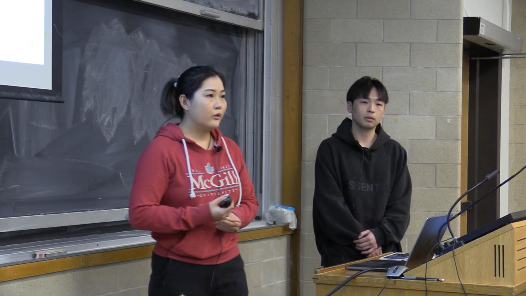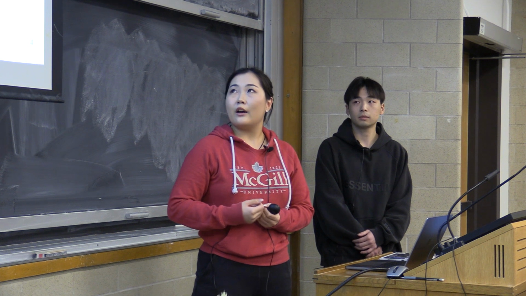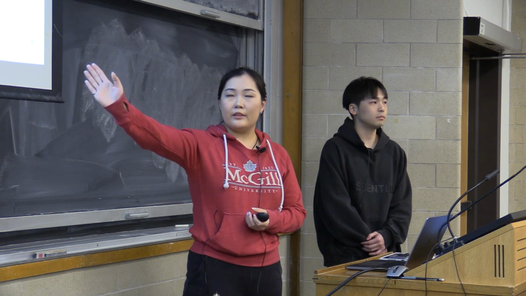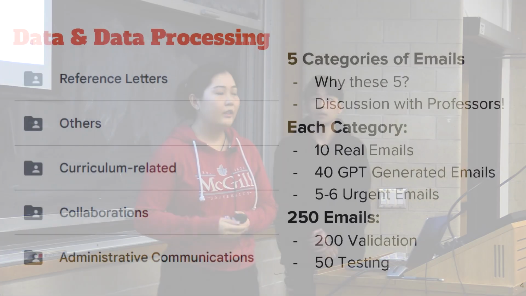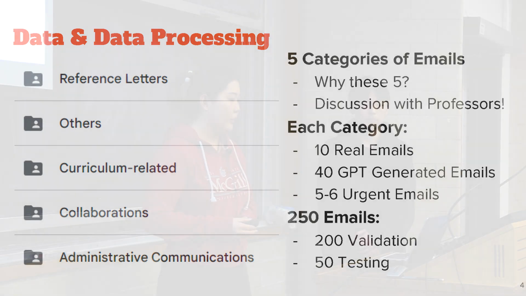After talking to reachable professors, including Professor Rose, we developed our data set using these 5 categories. Each category is composed of 10 real emails and 40 synthetic emails. Among these 50 emails, 10%, or 5 or 6 urgent emails, were created. And the 250 emails were split into 200 validation emails and 50 testing emails.